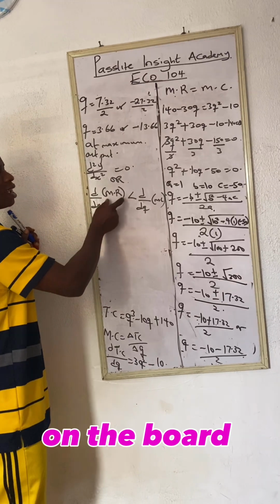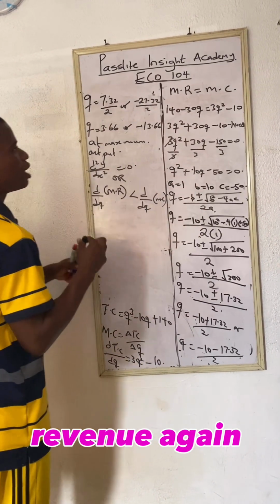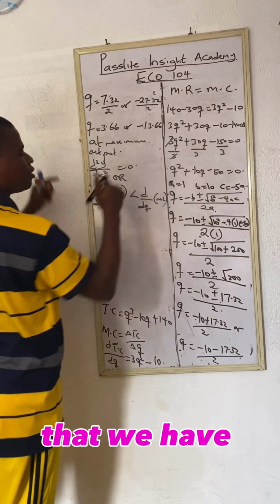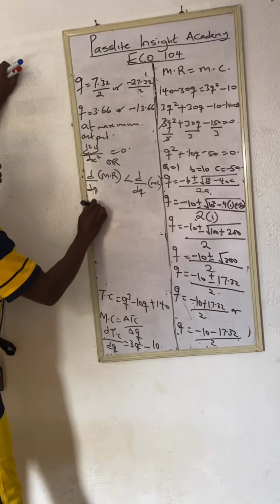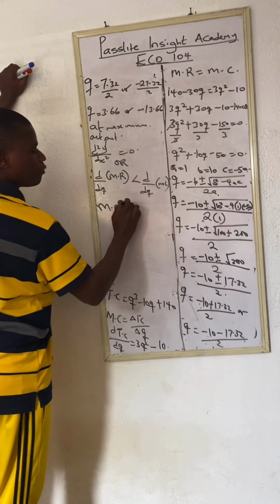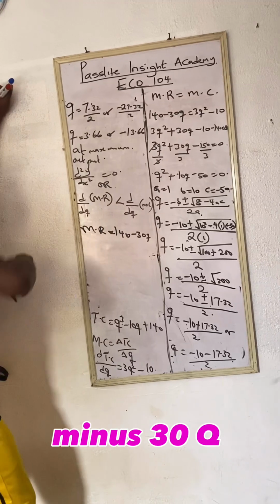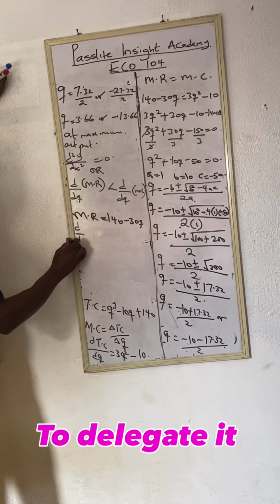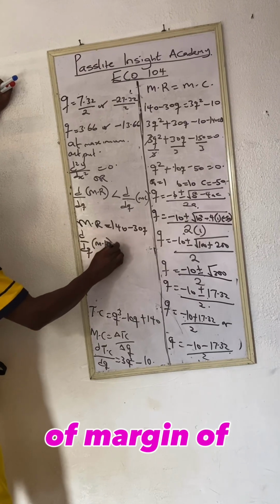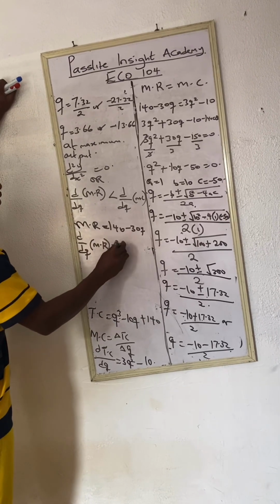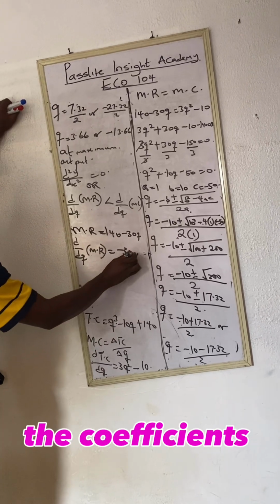So that means we should differentiate our marginal revenue again. What is the marginal revenue that we have there? This is it here, 140 minus 30Q. If marginal revenue is equal to 140 minus 30Q, to differentiate it again, d over dq of marginal revenue is equal to, this one is 0, that is minus 30. This one is minus the coefficient. So that is it for this.